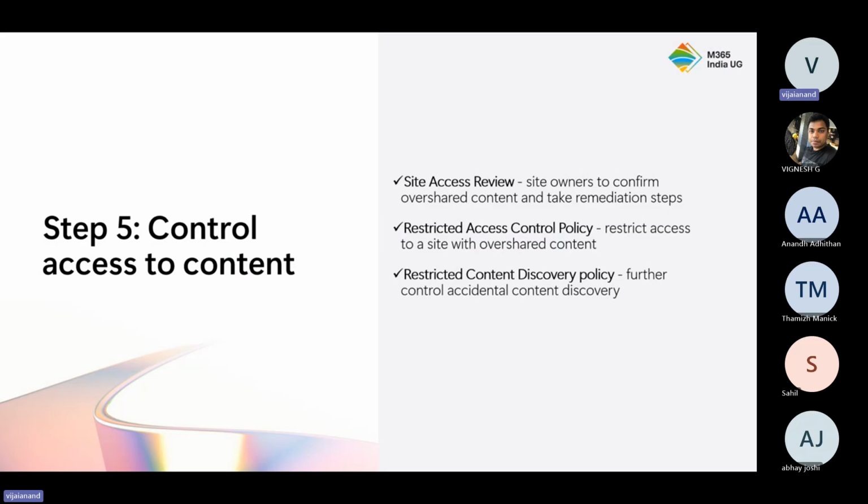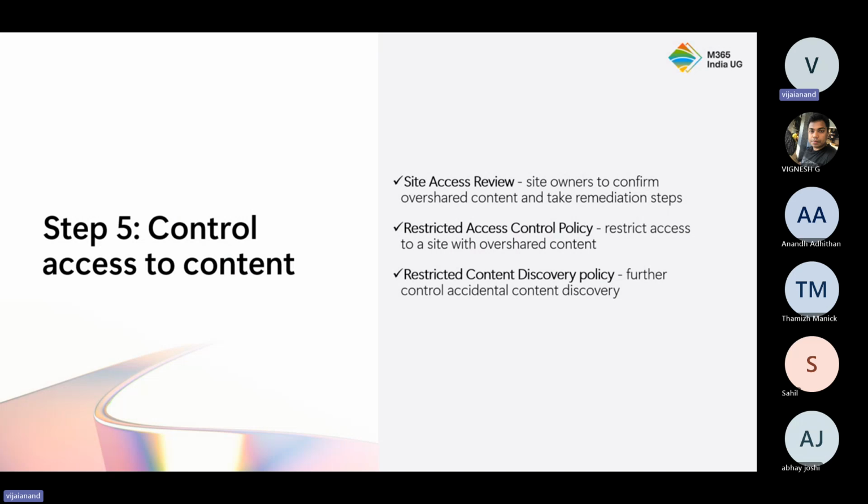Okay, I'll continue with the next one. Now we are seeing the problems, like oversharing and content sprawl, basically oversharing the content. We have seen the data access governance, how it generates the reports, and how to take necessary action and remediate those issues. That's where we look at how we can control access to this content.